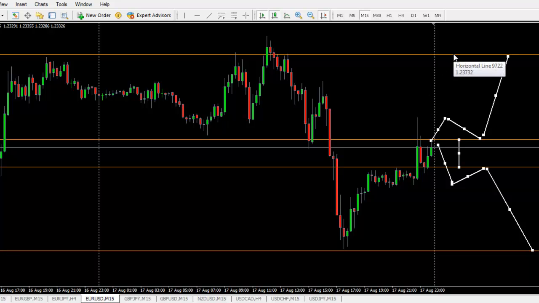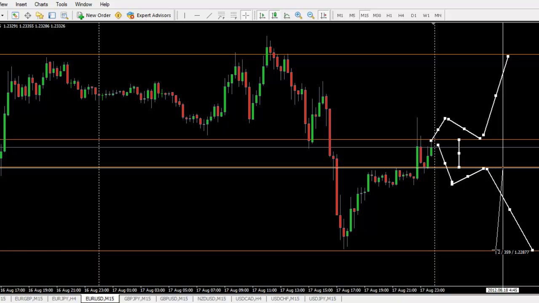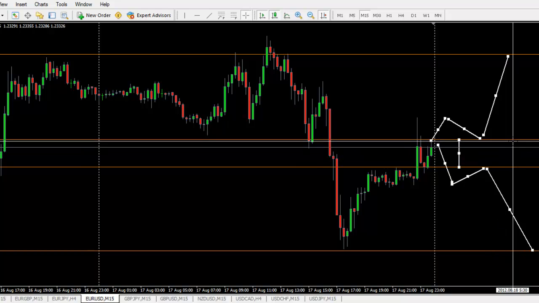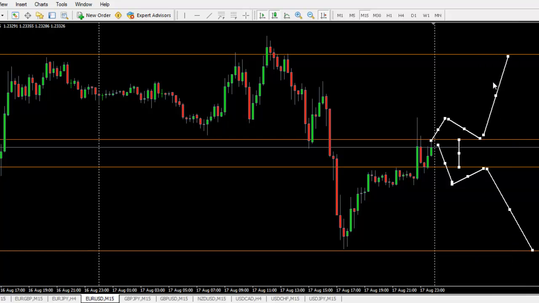As far as targets go, I'm looking for 123.73 or 122.87 for my targets. So if we get some move upwards, we're going to target this. Move down, it's going to target this, and there's about 35 pips to the downside, and about 37 pips to the upside. So either one is going to give us some nice movement.